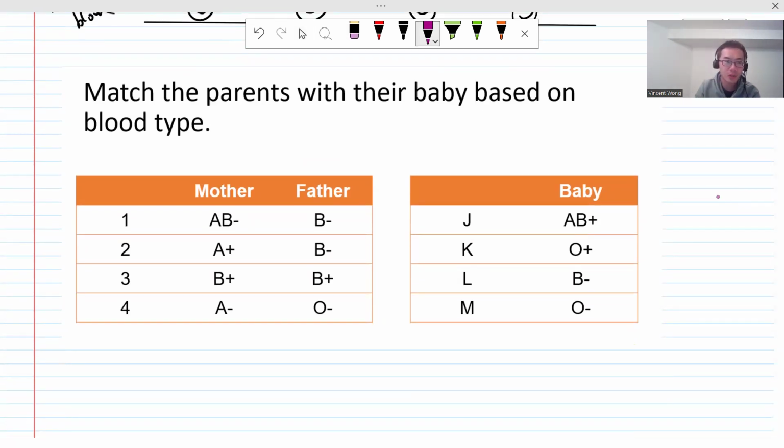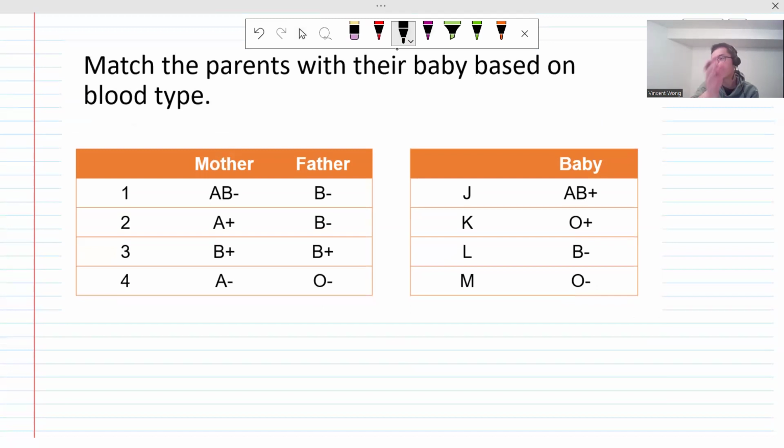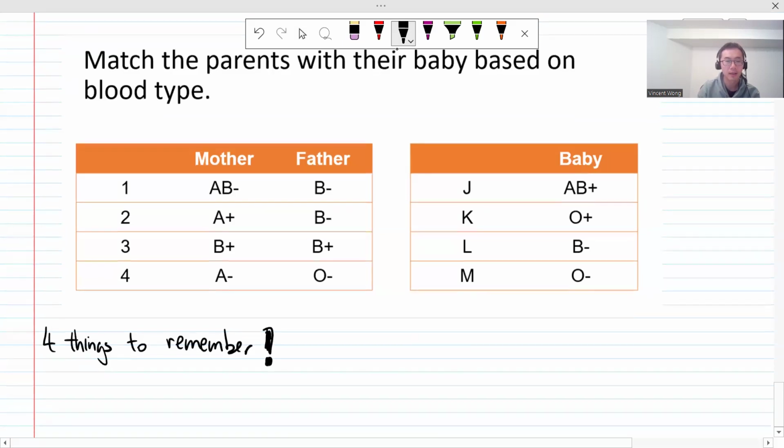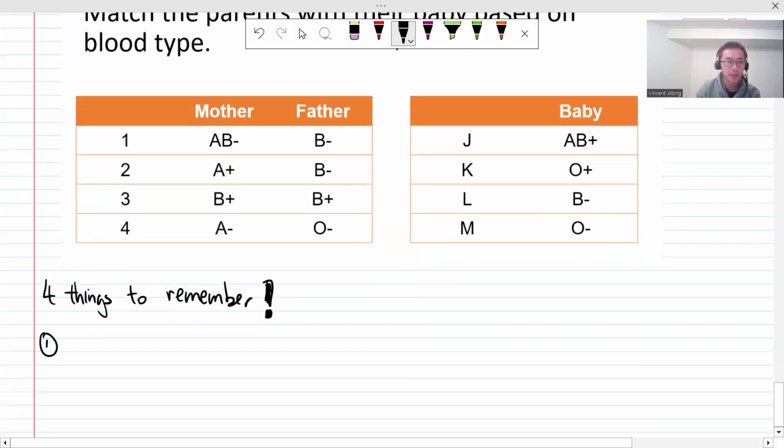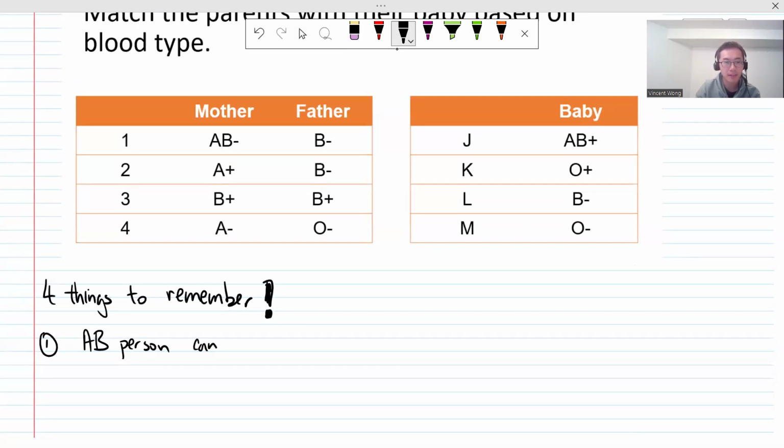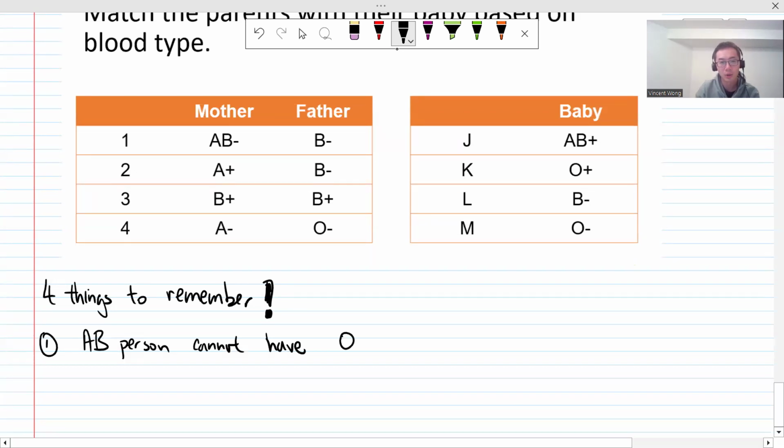So there are 4 things you should remember for these questions. Don't do the Punnett square. If you do the Punnett square, you're going to run out of time on the test. I already told you 2 last class. First thing to remember, an AB person cannot have what kind of kids? O babies, that's right.